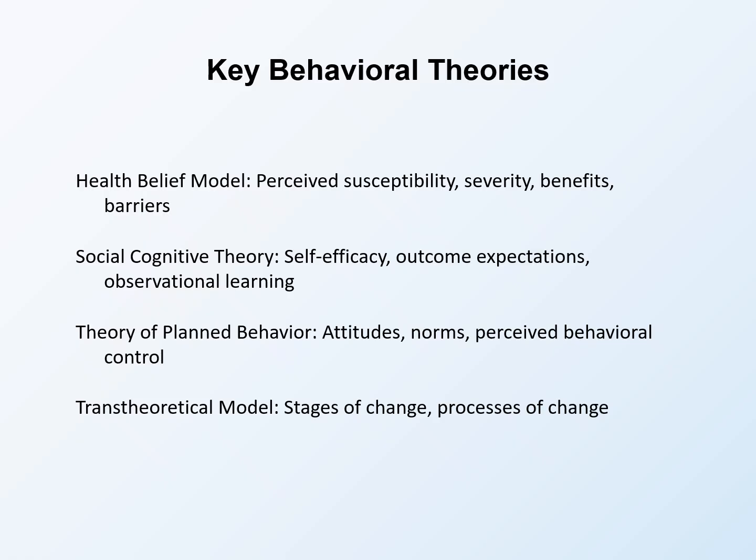Theory of planned behavior highlights intentions, attitudes toward the behavior, subjective norms, what important others think, and perceived behavioral control, how much control you feel you have. The transtheoretical model describes stages people move through, from not thinking about change to maintaining change, and processes that move them through stages. Each theory offers different entry points for intervention.